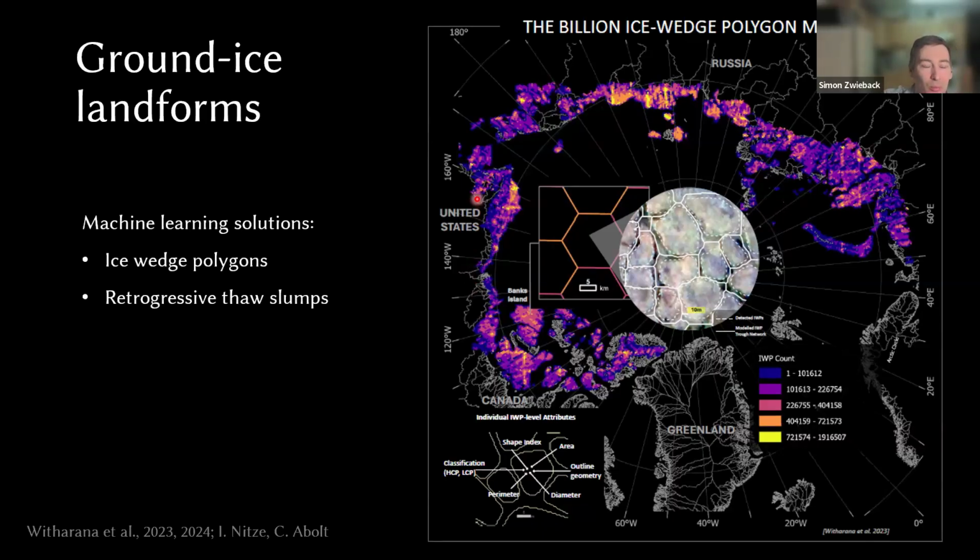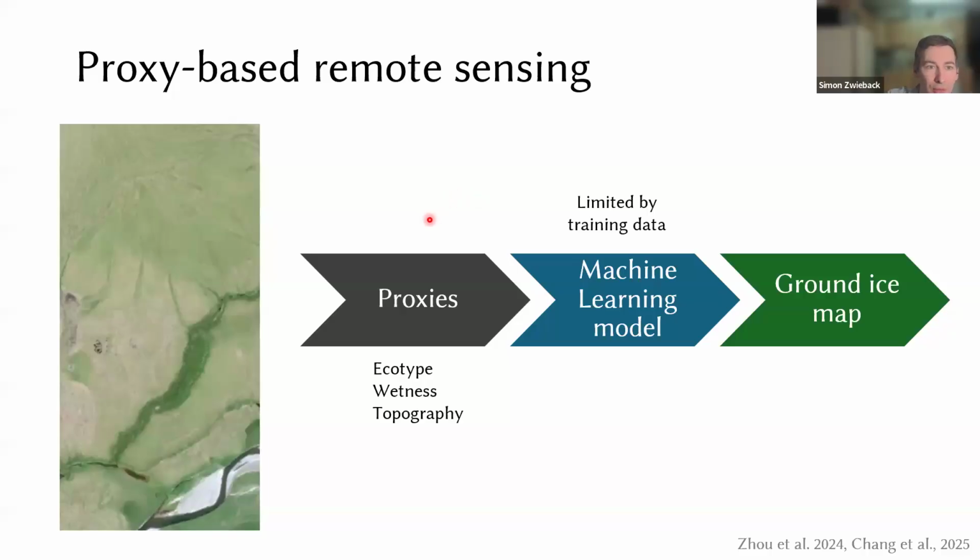There's other approaches we can use machine learning for to map ground ice. And that works in areas where we don't necessarily have clear superficial expressions of ground ice, such as the presence of thaw slumps. I refer to this as proxy-based remote sensing. And the idea is to use proxies such as the type of vegetation cover that's present or the topography on landscape scales to infer ground ice conditions. And this is a method that has been used by geological experts for long periods of time.